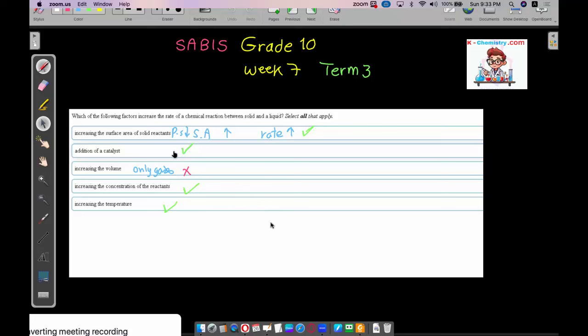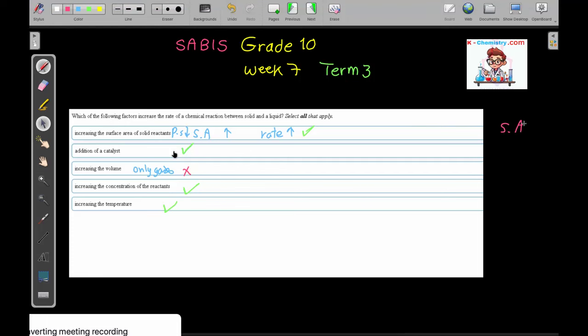Let's see how fast we can do this quiz for this week. Which of the following increases the rate of the reaction? Increasing the surface area increases the rate of the reaction, yes. The addition of catalysts, yes. Increasing the concentration of reactants only, not products, yes. Increasing the temperature, yes. Addition of the catalyst also, yes.